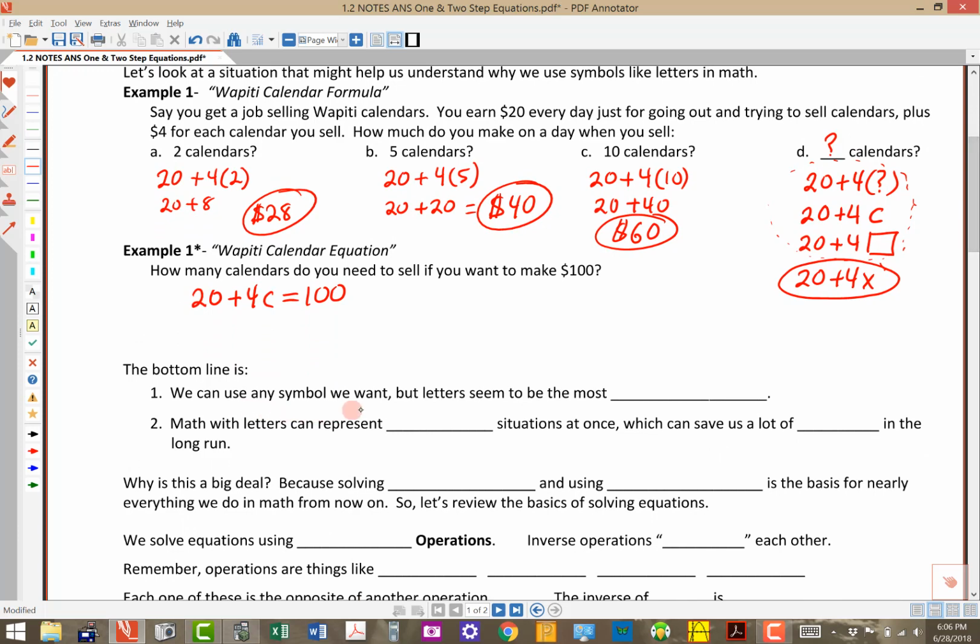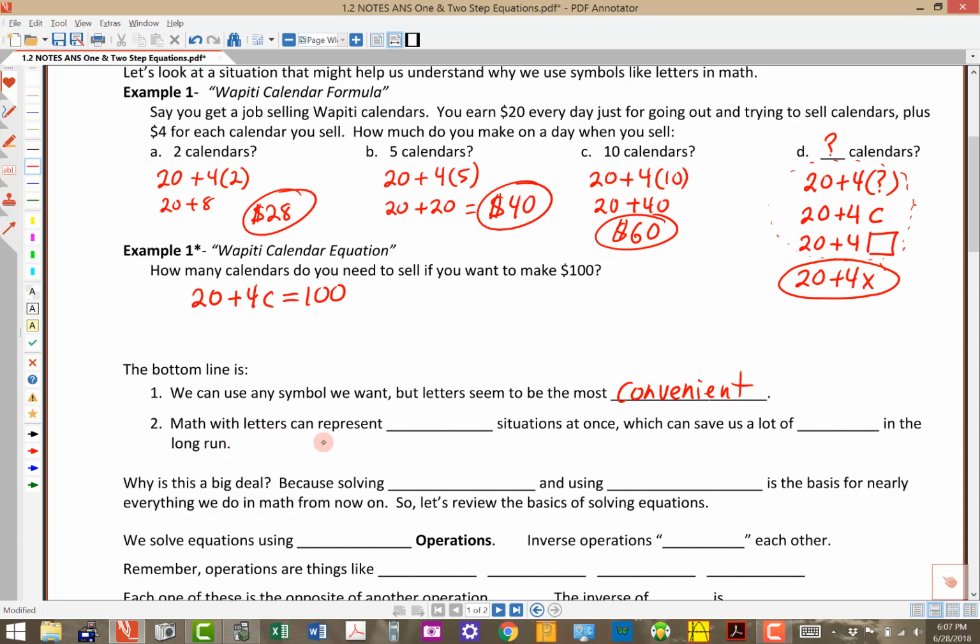I'm going to solve some problems like this in a few minutes, but here's the bottom line. We can use any symbol we want. We could use a question mark, a C, a box, we could make up some weird smiley face or an emoji or anything that we want, but letters seem to be the most convenient choice. So let's write the word convenient.